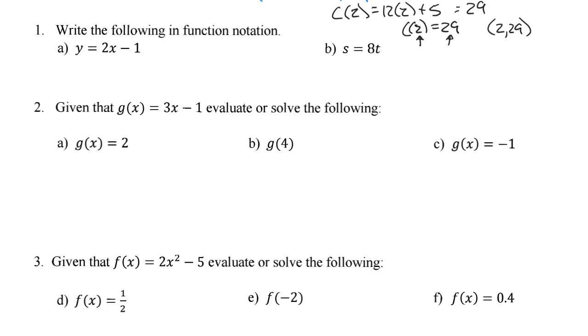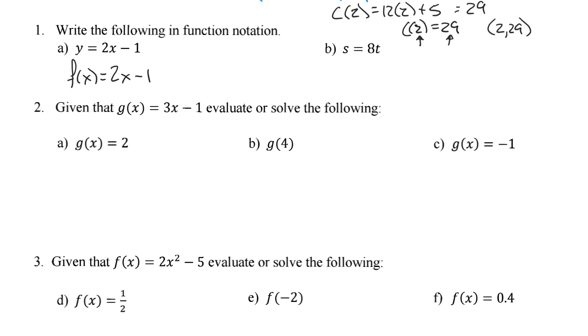Okay, so here we go. The question says, write the following in function notation. So this first one I see here is y is equal to 2x minus 1. That's a pretty standard way of writing that. So typically what we would do in this case is we would simply use f of x, and we would replace that y with that f of x, and there we go. So f of x is equal to 2x minus 1.